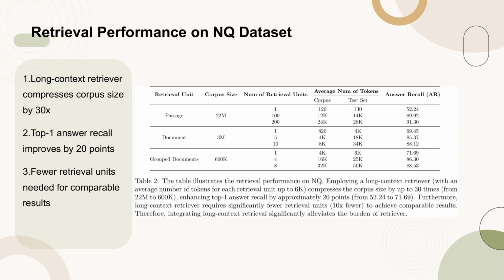Table 2 demonstrates the retrieval performance on the NQ dataset using a long context retriever. This approach significantly compresses the corpus size from 22 million to 600,000 units, resulting in a 20-point increase in top 1 answer recall from 52.24% to 71.69%. Additionally, the long context retriever requires 10 times fewer retrieval units to achieve comparable performance, thereby reducing the burden on the retriever.